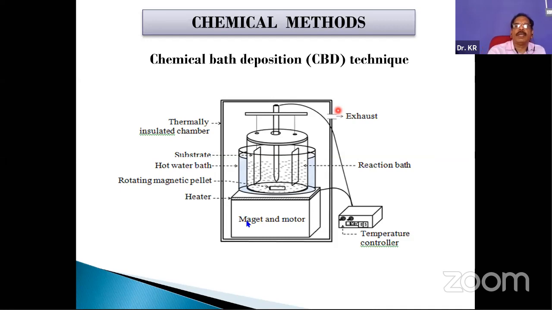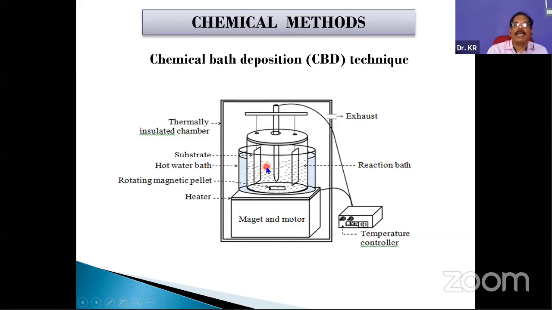It consists of a magnetic stirrer with a hot plate, a temperature controlled system with a sensor, and 2 beakers of different sizes, different diameters. The outer one is the water bath, consisting of 90 degree temperature water. The inner one is the solution bath, in which the substrates are suspended from a system arrangement made up of Teflon or inert materials.